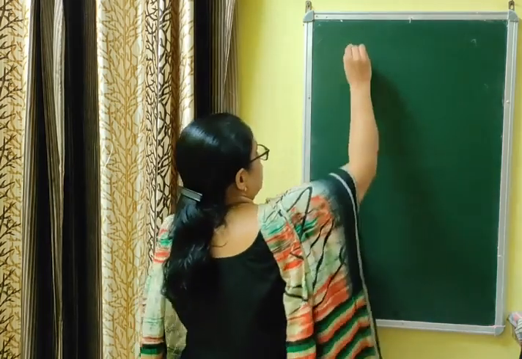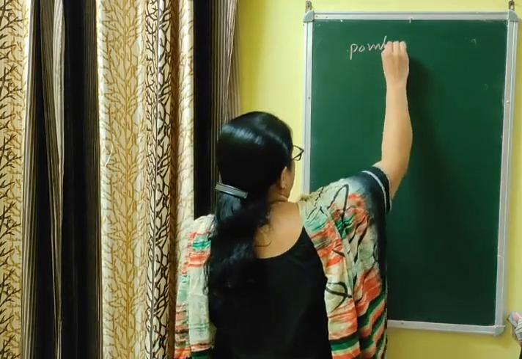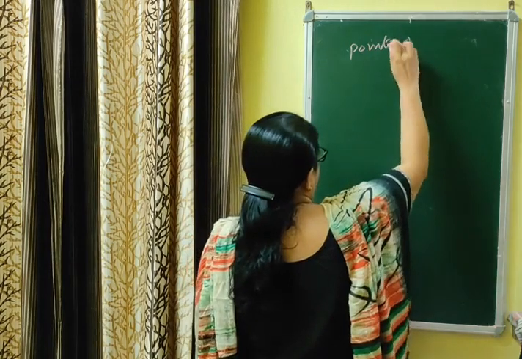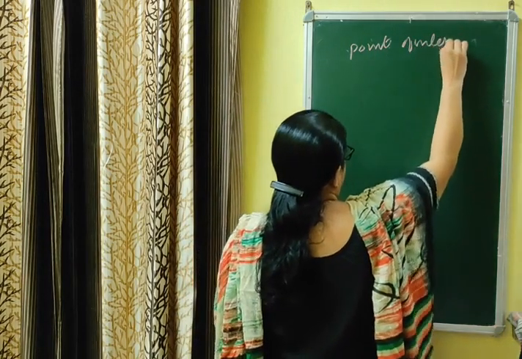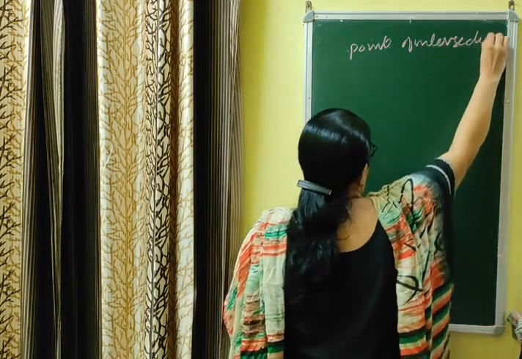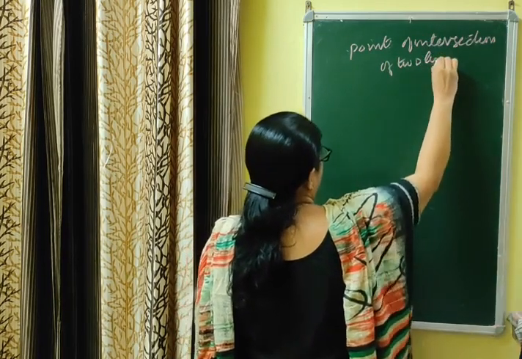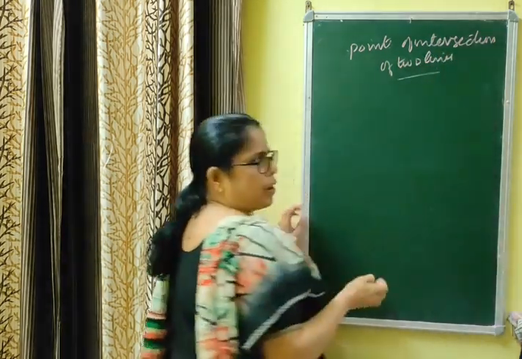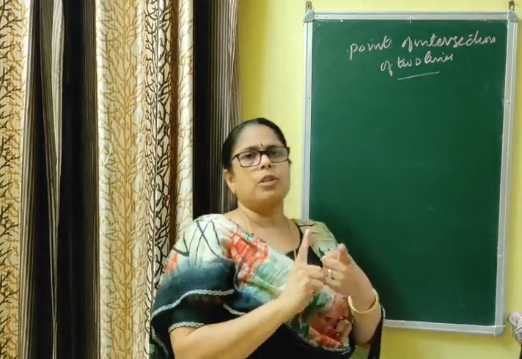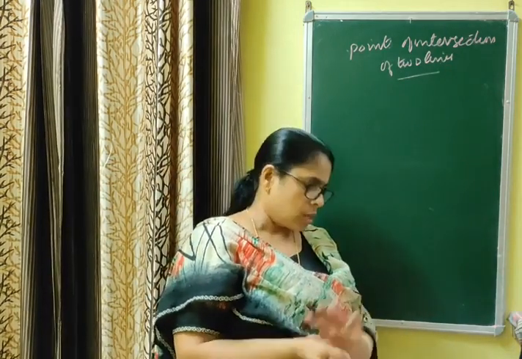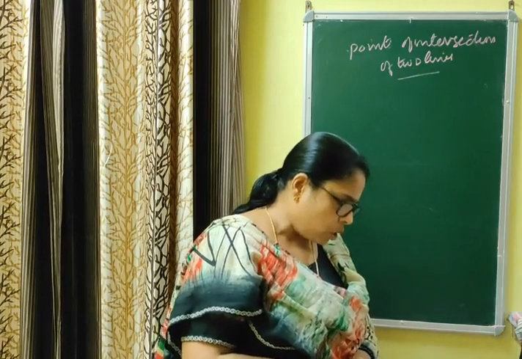The next topic is points of intersection of two lines. How can we find the point of intersection of two lines? It is very simple. If you are given the equations of any two lines, how can you find the point of intersection? You can find it by just solving them. That you can do; I am not going to do it.